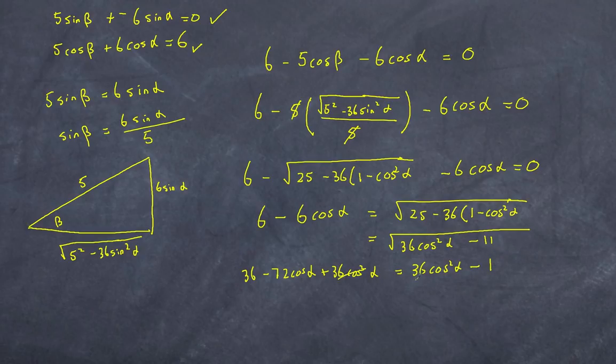These two are going to cancel out. And what I get now is 36 plus 11 is equal to 72 cosine alpha. So cosine alpha ends up being equal to 36 plus 11, which is 47, over 72. And when you work alpha out, alpha ends up being 49.2 degrees.